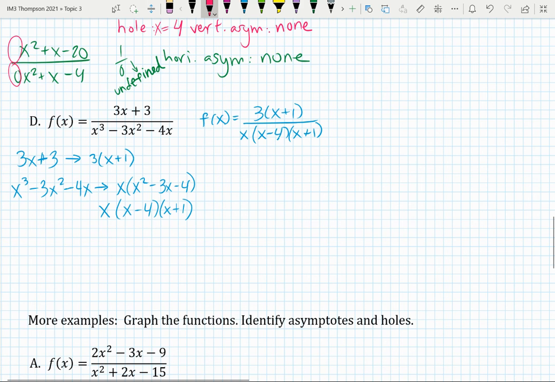If factoring is still a struggle for you, I would recommend going on Khan Academy or somewhere on the internet and finding additional factoring practice. You can find extra problems. I could probably assign some extra problems if you guys are looking for some practice.